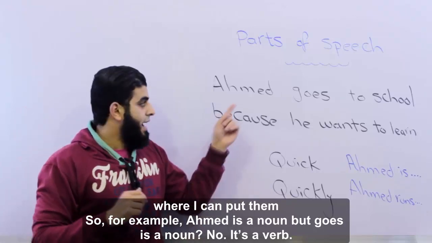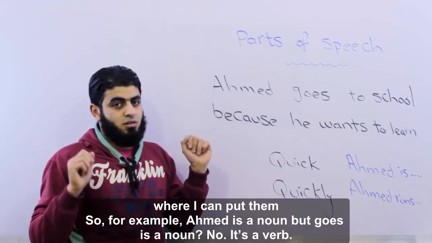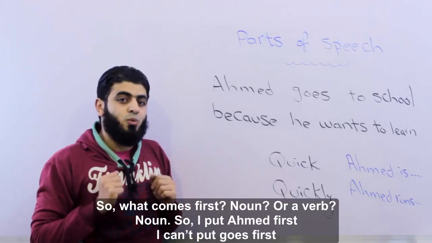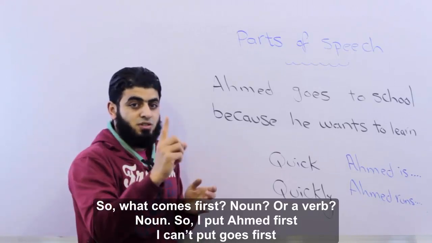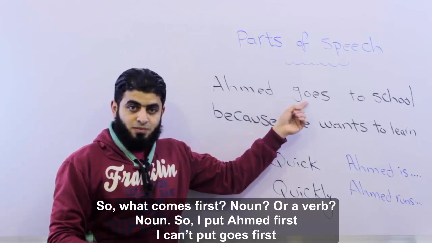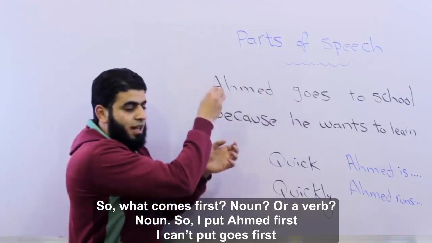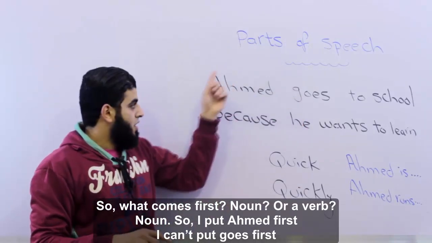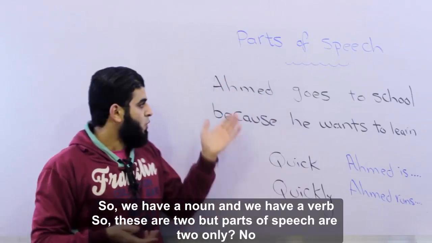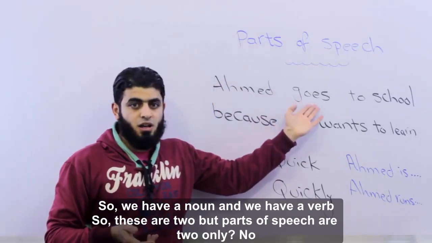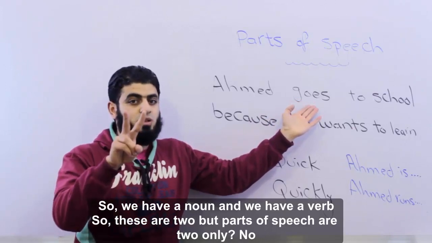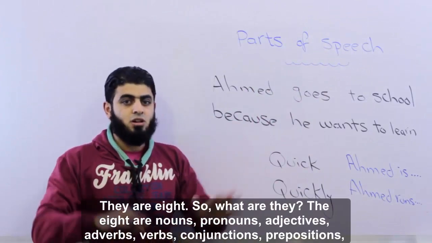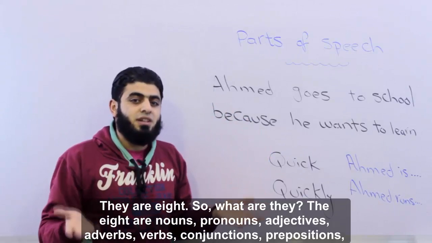So, for example, Ahmed is a noun, but goes is a noun? No, it's a verb. So, what comes first, noun or verb? Noun. So, I put Ahmed first. I can't put goes first. So, we have a noun and we have a verb. So, these are 2. But parts of speech are 2 only? No, they are 8. So what are they?